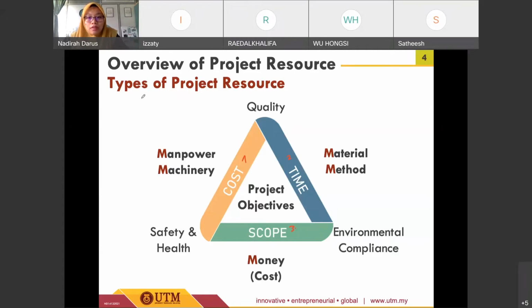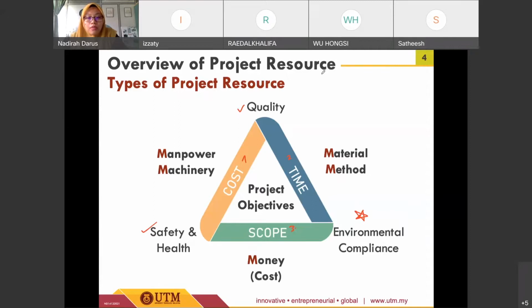Apart from these three main objectives, we have sub-objectives or sub-requirements that need to be considered in delivering the project. For example, we need to consider the issues of quality, and safety and health. And the other thing, we need to consider the environmental compliance, meaning that we need to take into consideration any environmental requirement, any environmental consideration for our project to be constructed or to be delivered.